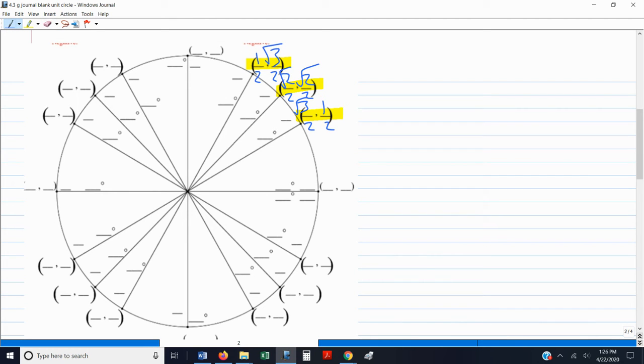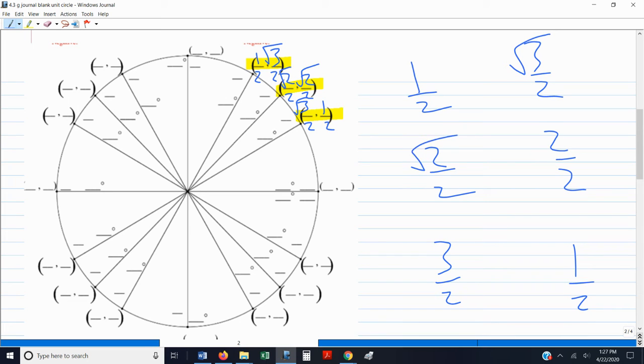Then I'm going to write it over here just one more time so it's really clear. 1, 2, 3, 1, 2, 3. Every denominator is 2. Every numerator has a square root, and the square root of 1 is 1, so we'll just leave it as 1. So those are the coordinates for quadrant 1.